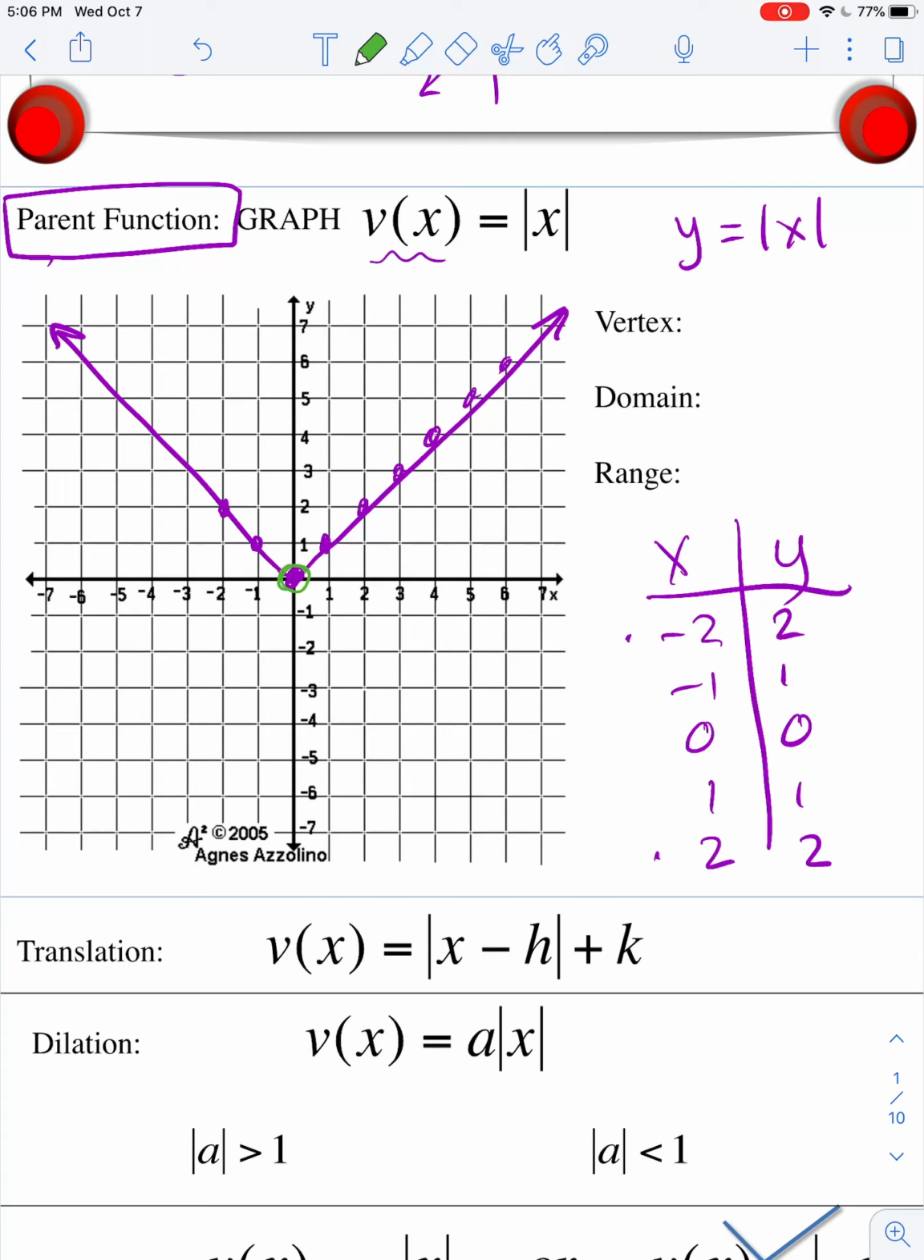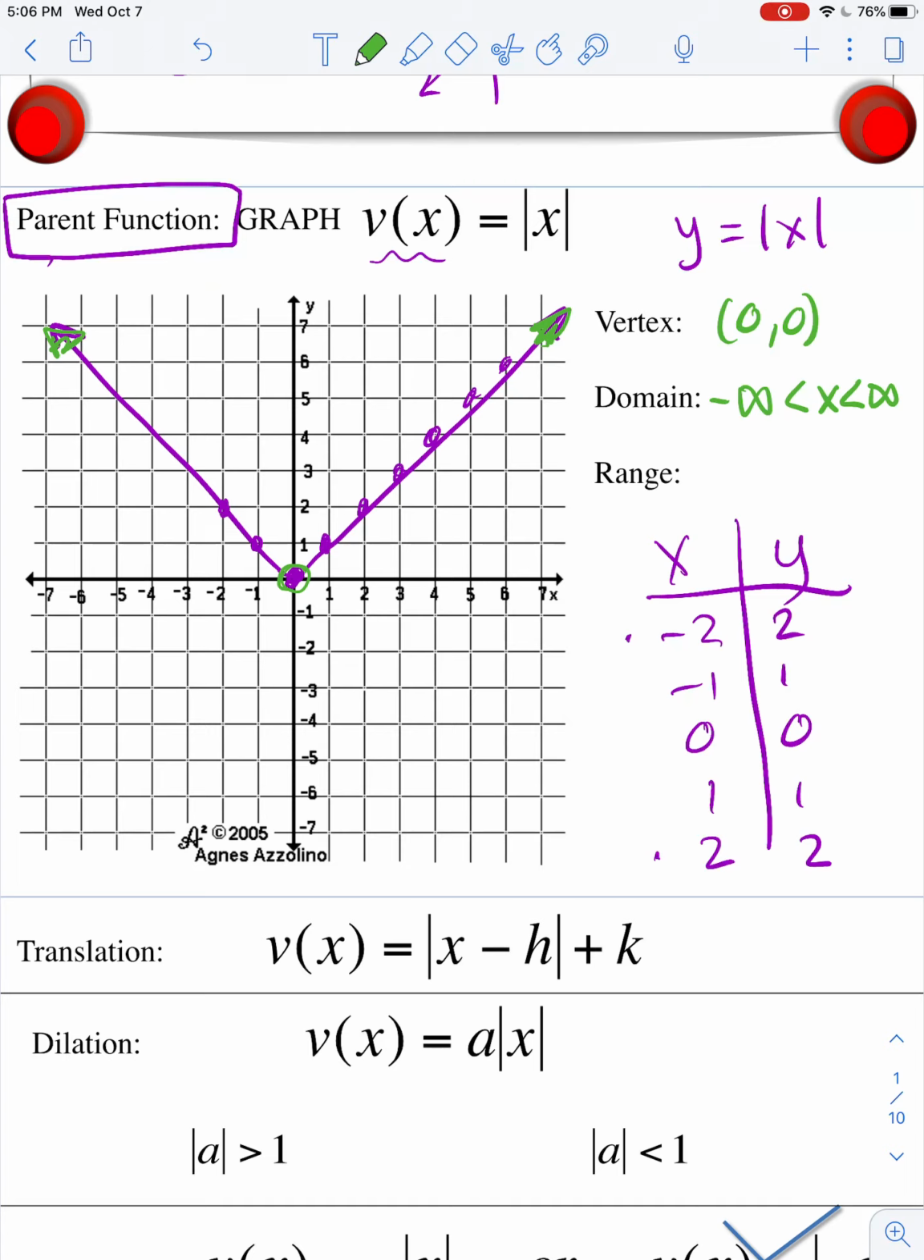Well, the first one is going to be the vertex, which is going to be right here, that point where it changes directions, and that vertex at the original parent graph is at (0, 0). Domain, from left to right, goes forever to the left and forever to the right, so we learned how to look at that and say it's going from -infinity to +infinity, and it's not "or equal to" because you can't get to infinity or beyond, technically.